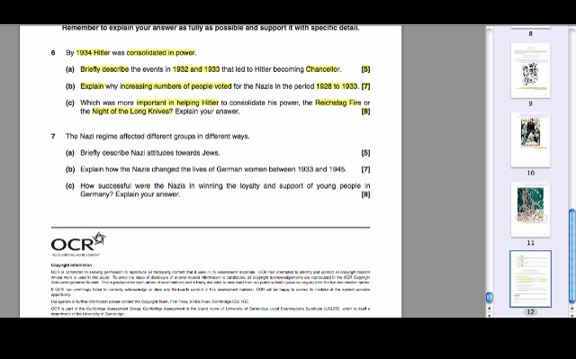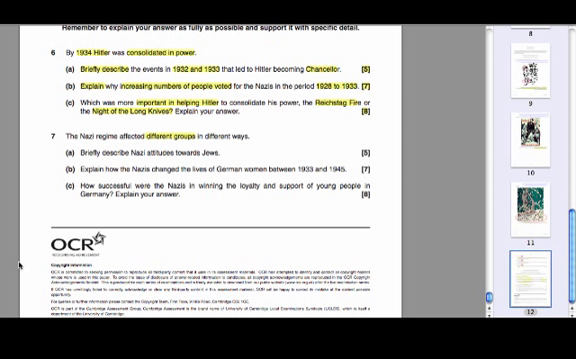Right, so the last question on the paper, last choice could be question 7 that you're going to answer. So let's have a look at the sentence that introduces question 7, and it says the Nazi regime affected different groups in different ways. So the focus is on different groups in Nazi Germany and how they were affected differently. So we are likely to see questions about women, maybe the workforce, possibly the Jews.